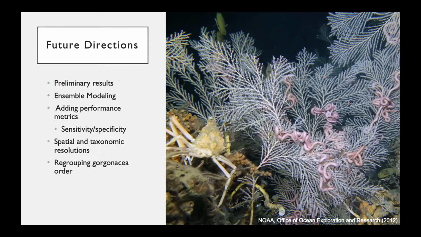And this is preliminary work, so there are a few things that we're going to be moving forward with, and I'm very happy to be here and hear all the work everyone else is doing. It's giving us some great ideas. So in the future, we're going to be doing some ensemble modeling in addition to MaxEnt, as well as adding some extra performance metrics like sensitivity and specificity. And then looking at the spatial and taxonomic resolution, so the trade-offs between lower taxonomic resolutions and lower sample sizes, or higher taxonomic resolutions and higher sample sizes.